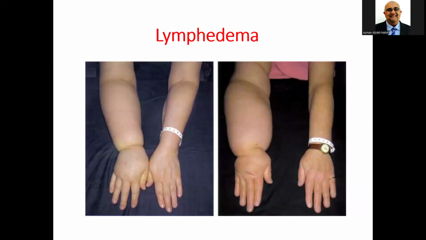Another complication from postmastectomy pain syndromes is lymphedema. Okay, and the treatment of lymphedema, guys, is manual lymphatic drainage, compression garments to be applied, physical therapy. It's not treated with diuretics, okay? I'm very clear about this. No role for diuretics in treating lymphedema.